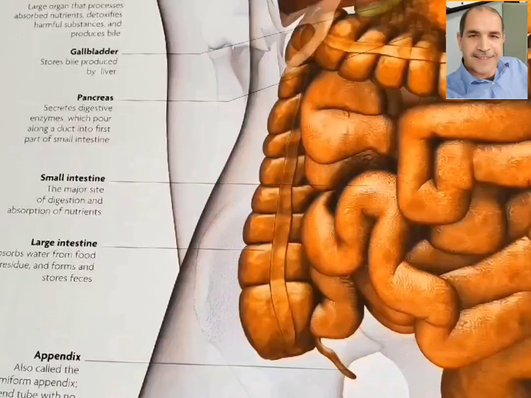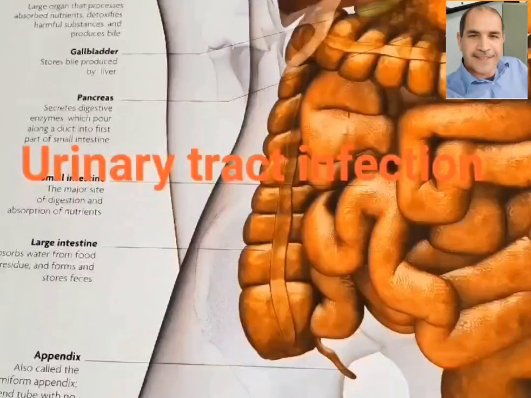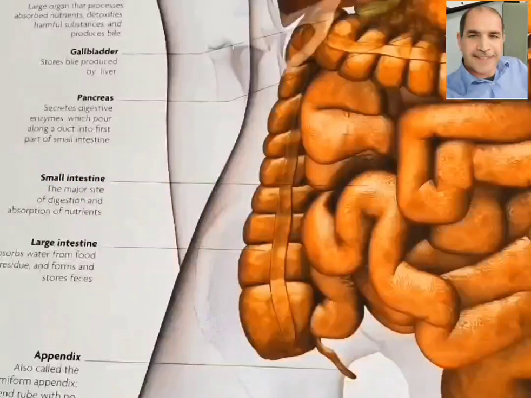Urological. Males and females. Urinary tract infection, UTI, infection of the urinary tract, which can cause pain in the lower abdomen or pelvis, burning urination, and frequent urination. Urinalysis and urine culture can help differentiate it from appendicitis.